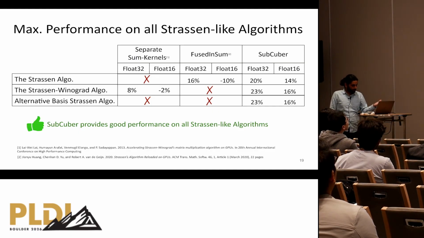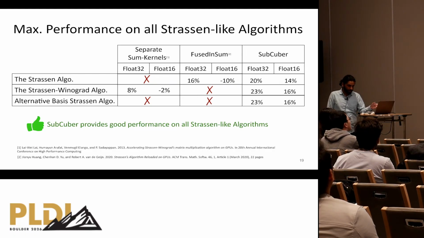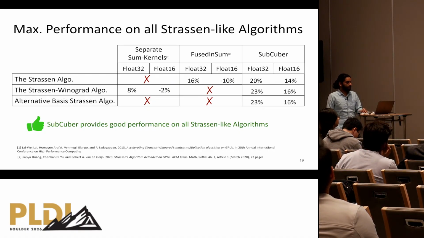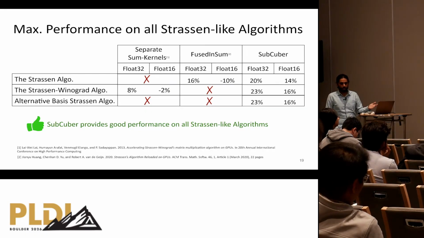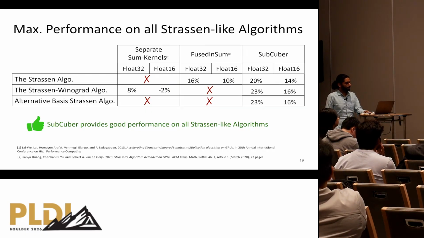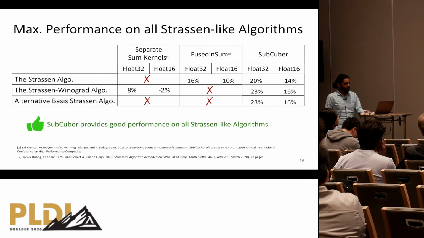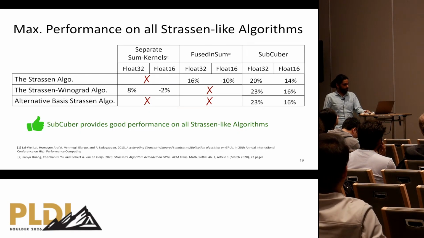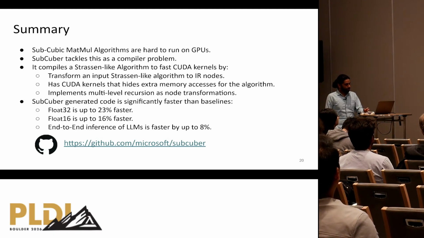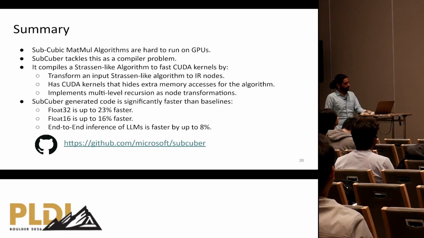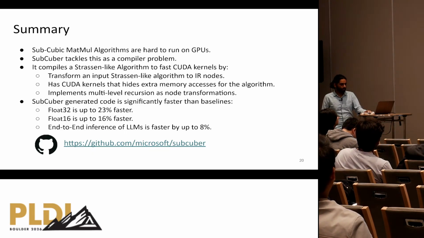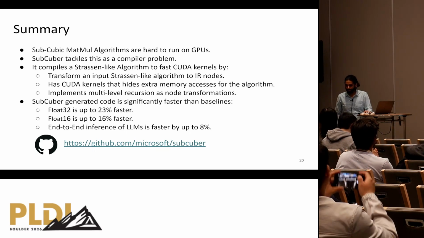I only presented results for Strassen-Winograd, but we also have similar performance for all other Strassen algorithms. While the existing works were only focusing on optimizing a particular algorithm, for example Strassen-Winograd or the Strassen algorithm, and they were designed when the tensor cores were not even present, SubCuber supports all of these and provides very good performance. So in summary, I think it's possible to have subcubic matmul on GPUs, and I'm happy to take any questions. Thank you.